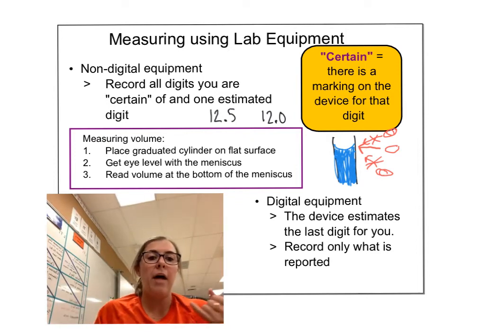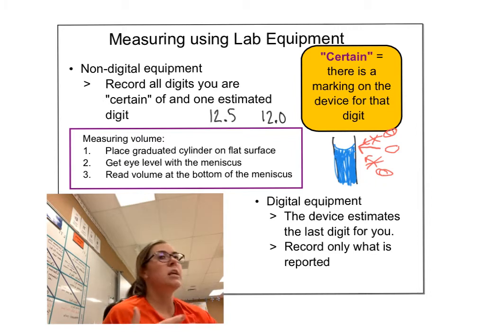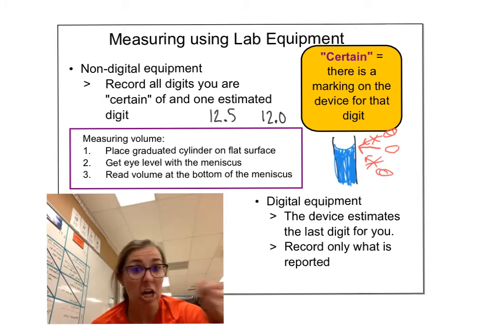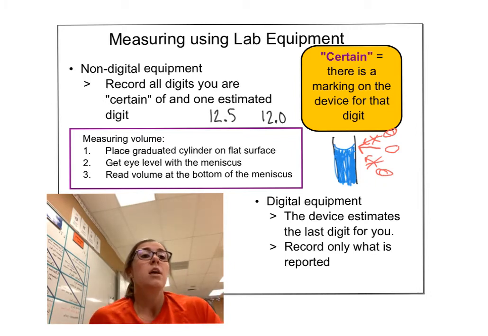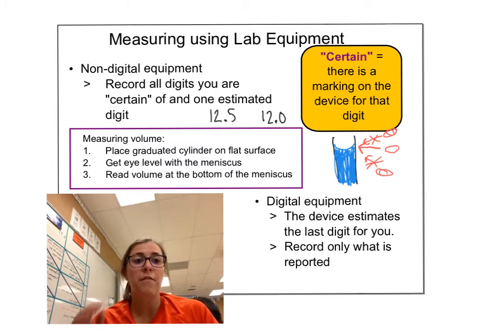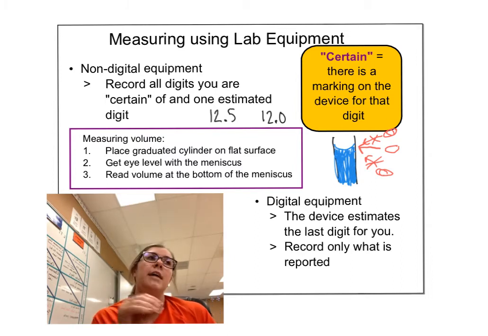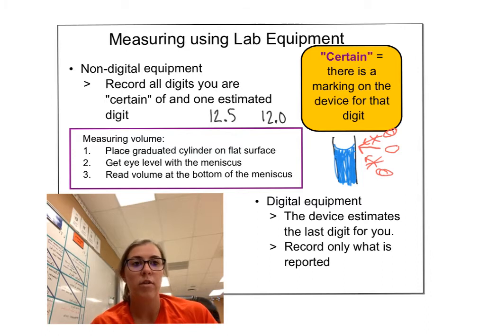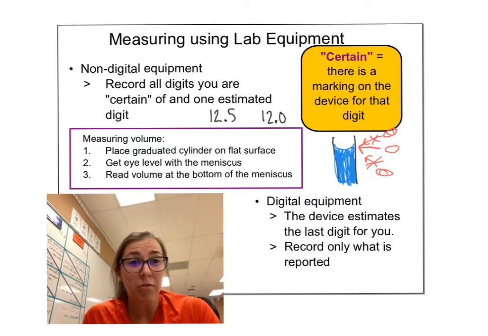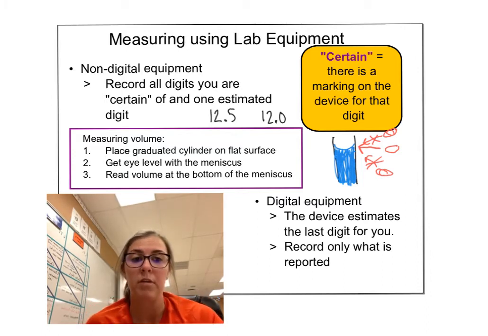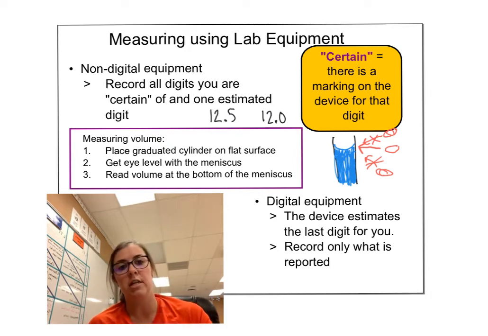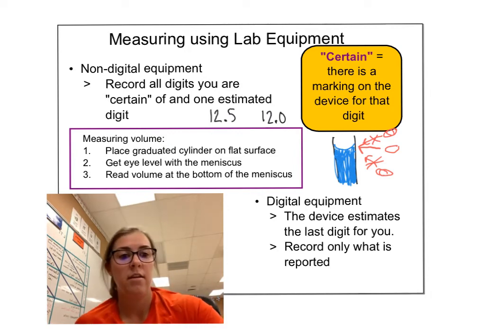Digital equipment, a balance, a digital thermometer, anything that we might use that plugs into a wall or has a battery in it. The device estimates the digit for you. So you only write down what the balance says. So if a balance says 35.3 grams, you write down 35.3 grams. Do not estimate an extra digit. The balance already did that.